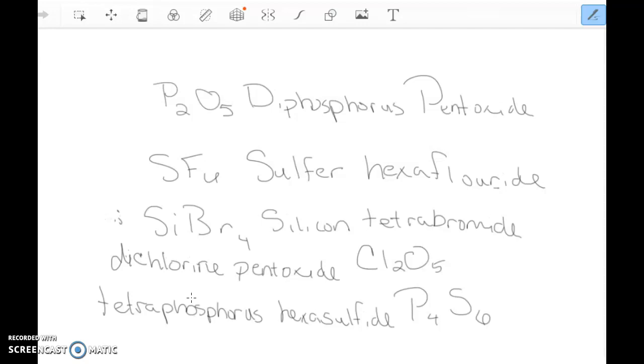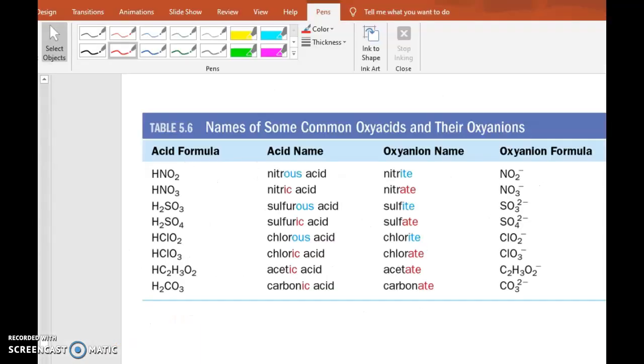Now, next I want to tell you about naming acids. You have a list of acids in your book, and there are ways to name them, but it really is better if you just recognize the acids. You can recognize them because they have the H's out in front. Here is a list of acids in table 5.6 of your book. These are common acids that you should just recognize, and like I say, there are ways to name them, but it's easier just to memorize them because there aren't too many.